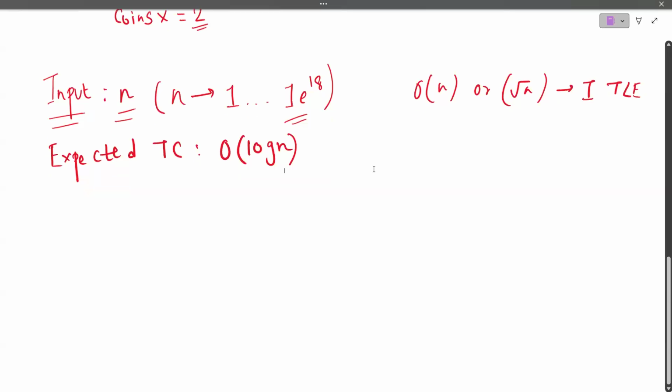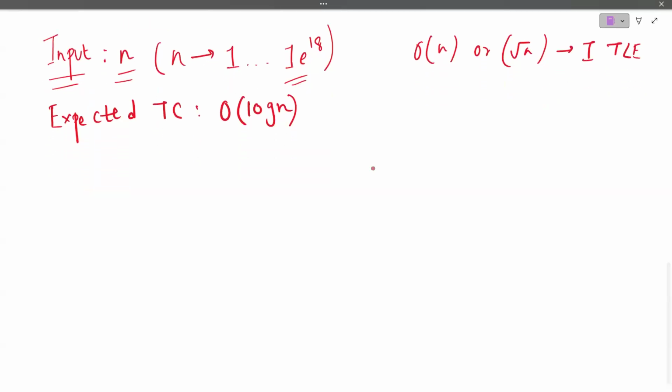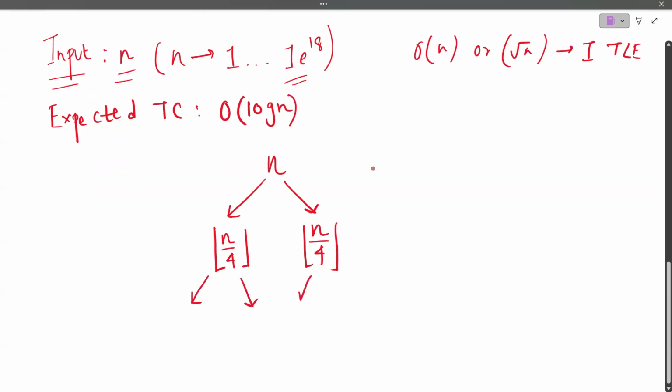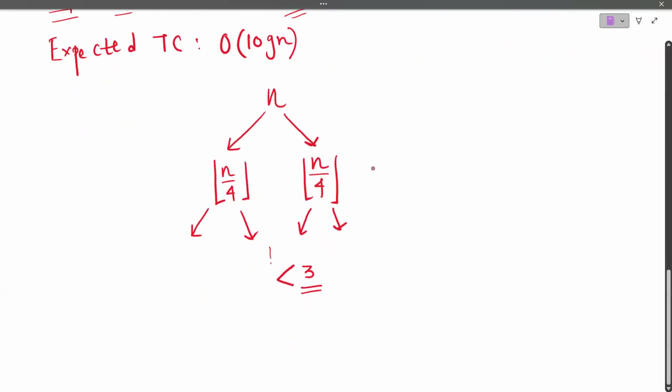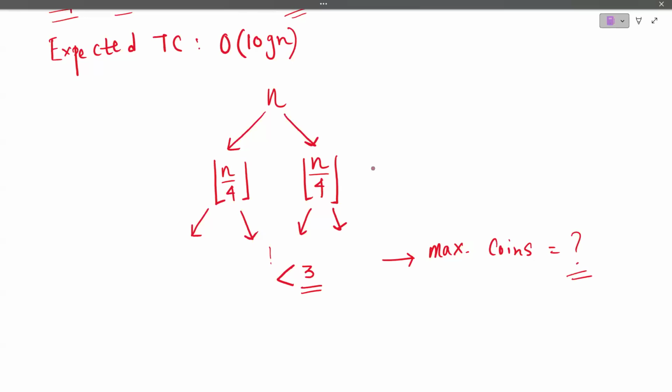So why not first understand what happens when we do the operations? So the question says that we are given an integer n, and in one operation we break it into two coins with value n by 4 each. So this is what the question says. Now, at every step, we can again break these coins, and we have to stop whenever the value becomes less than or equal to 3. And the question says, what is the maximum number of coins we can get? What is the max number of coins we can get? So this is what the question says.